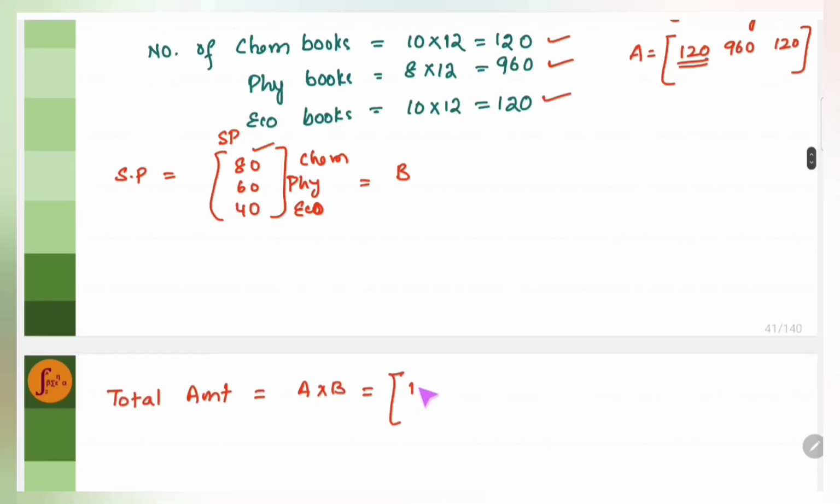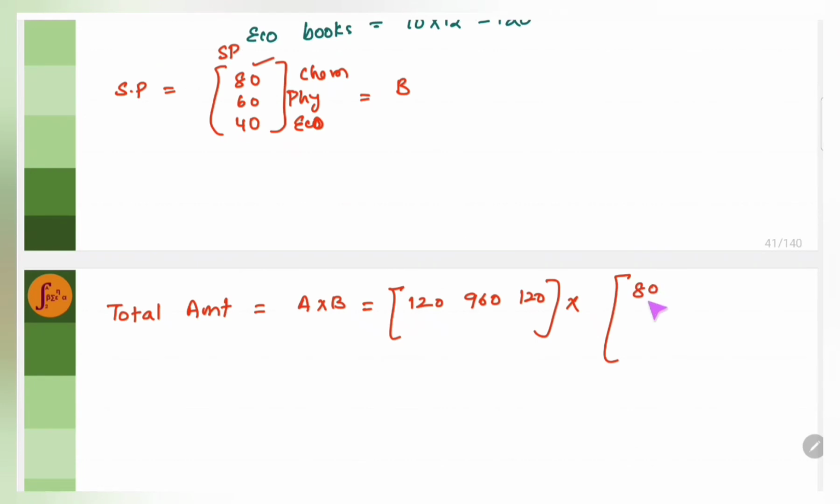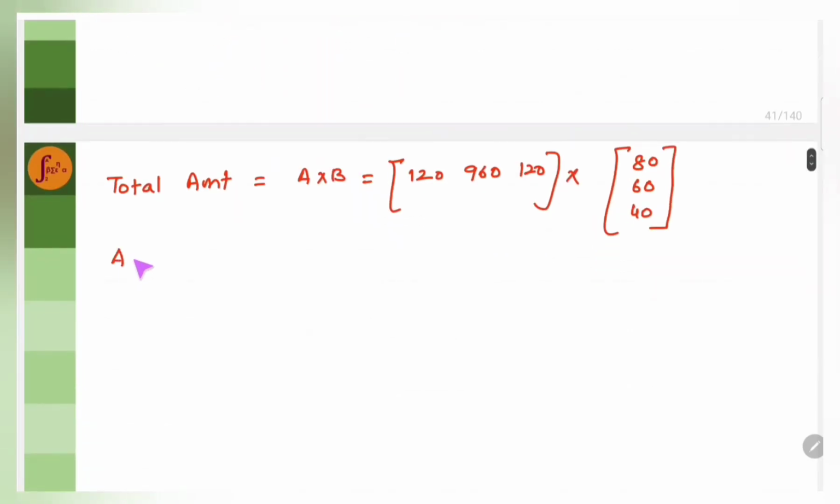So that's going to be [120, 960, 120] into [80, 60, 40]. So these two matrices we have to multiply. So we'll get A into B is equal to the order. What is the order? This is 1 by 3 and this is 3 by 1. So the final order is going to be 1 by 1.